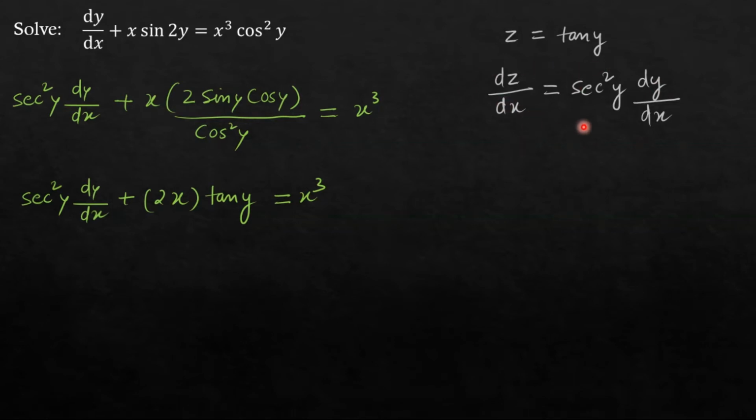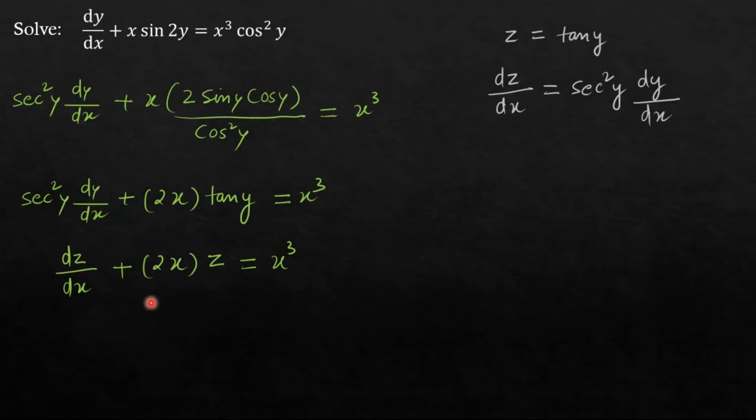Now you can see we have dz by dx is equal to sec square y dy by dx, and here also we have the term sec square y dy by dx. So I can replace this entire term by dz by dx. So we get dz by dx plus 2x into, and the value of tan y is what? z, into z is equal to x cube. Now you can see I have converted this differential equation into a linear differential equation, but I have changed the dependent variable. In place of y, I have replaced it by z.